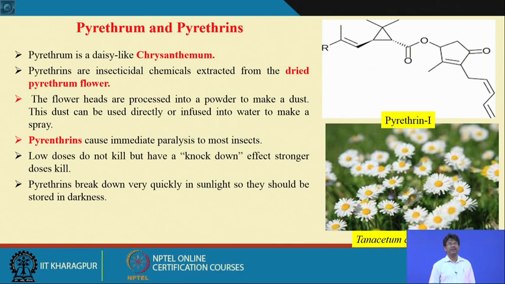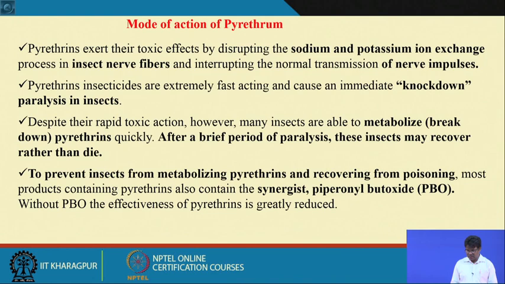This should be applied during the evening hours or the afternoon hours, and also this should be stored in darkness, away from light. The mode of action of pyrethrum, that is, pyrethrins, exerts their toxic effect by disrupting the sodium and potassium ion exchange process in insect nerve fibers and interrupting the normal transmission of nerve impulses. Pyrethrin insecticides are extremely fast acting and cause an immediate knockdown paralysis in insects.